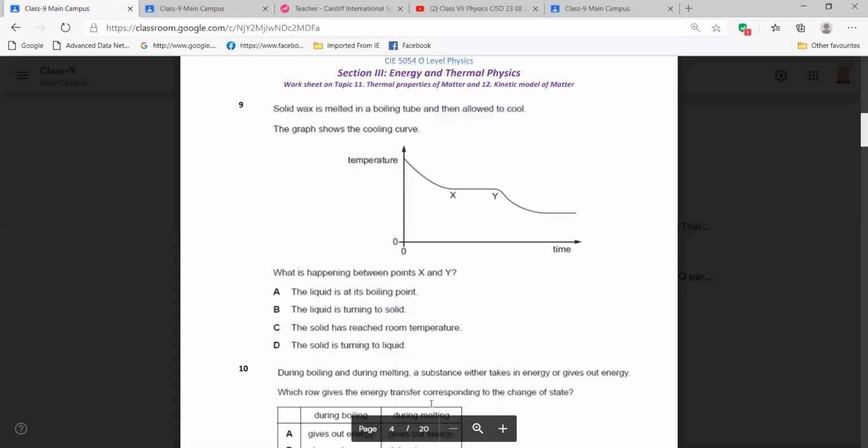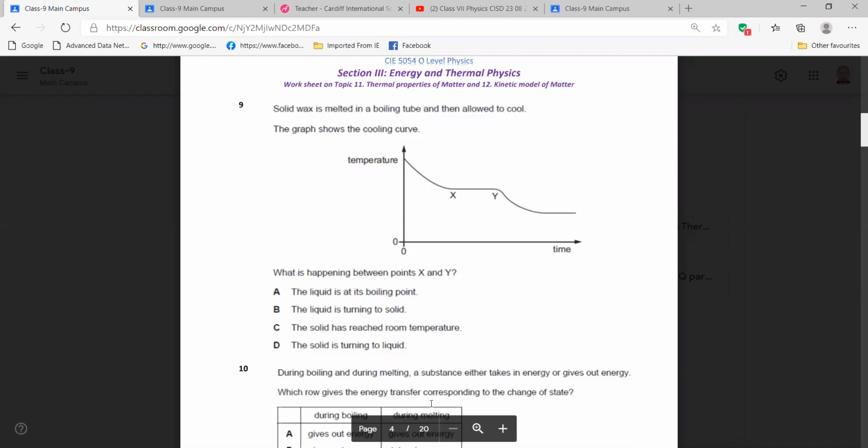Adnan Rahim. Okay, sir. Solid wax is melted in a boiling tube and then allowed to cool. The graph shows the cooling curve. What is happening between points X and Y? A, the liquid is at its boiling point. B, the liquid is turning to solid. Don't read everything. Just tell us the answer. What is happening between X and Y?